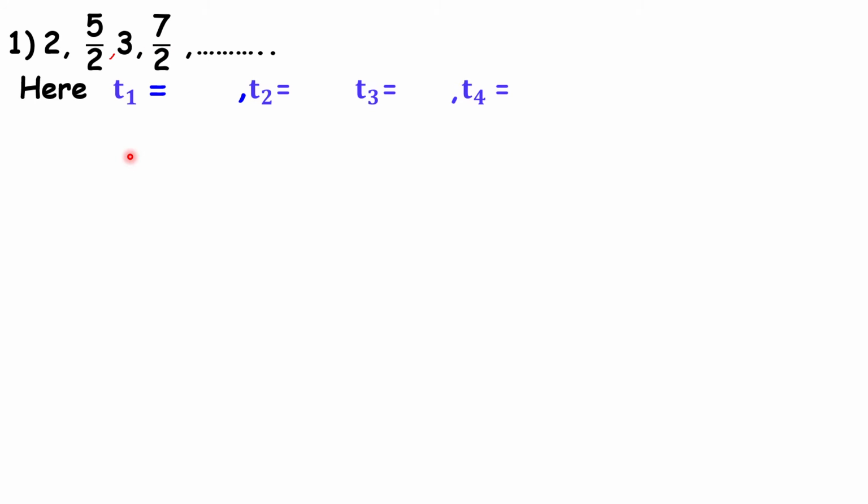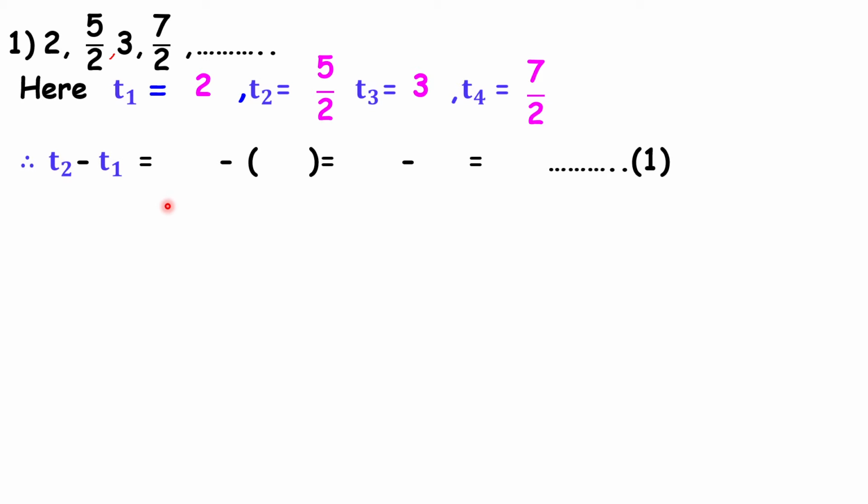root 2. Second example: 2, 5 upon 2, 3, 7 upon 2. Tell me here t1 is equal to how much? 2. t2 is 5 upon 2. t3 is 3. And t4 is 7 upon 2. Now we have to take the difference between their consecutive terms.